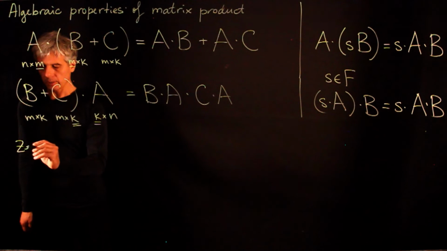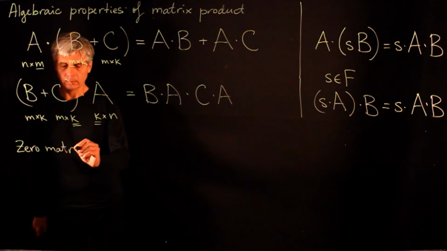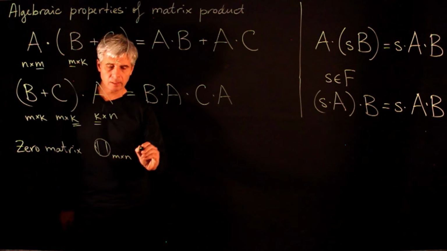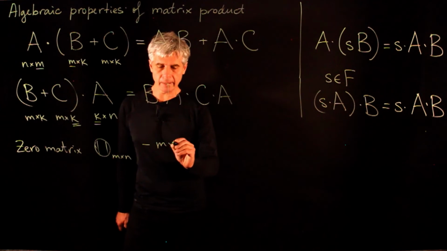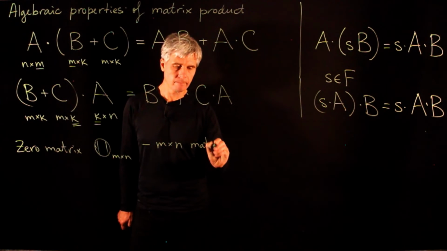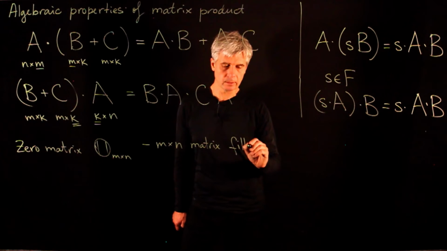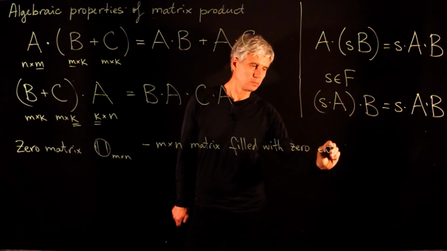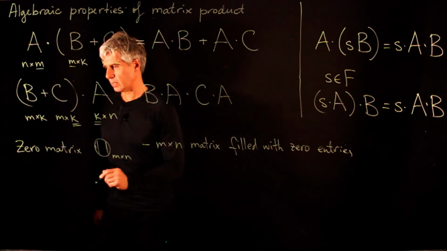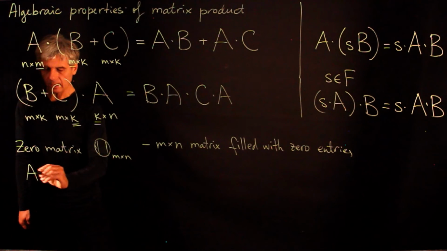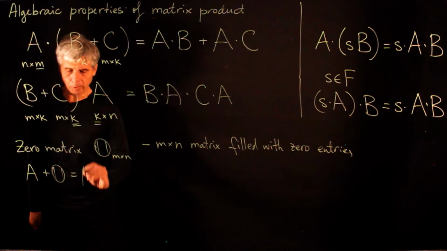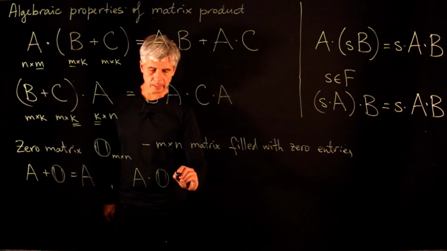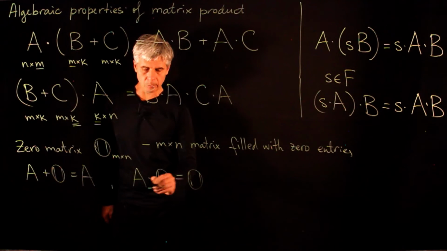So we have a 0 matrix. So let's call this 0 m by n. So this is m by n matrix filled with 0 entries. Then this 0 matrix has the property that A plus 0 is equal to A, and A times 0 is equal to a 0 matrix, right? Of course, dimensions should match.